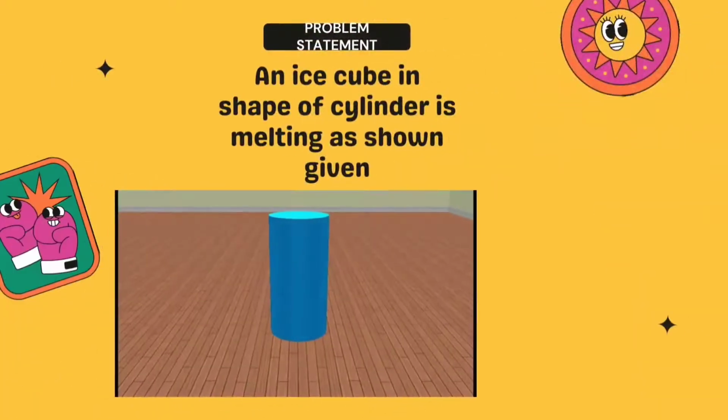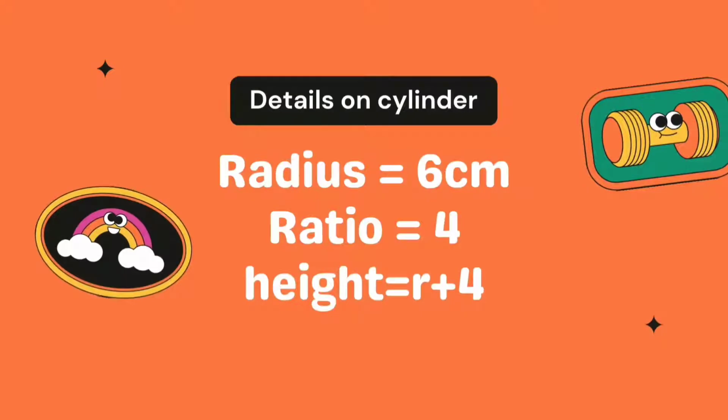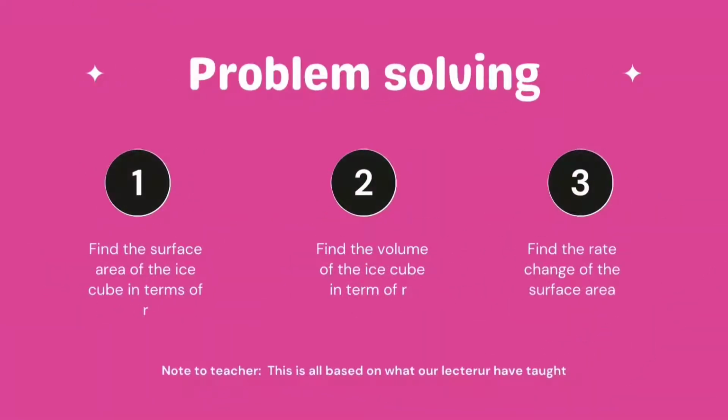The problem statement here is that an ice cube in the shape of a cylinder is melting, as shown. Details on the cylinder: radius is r cm, ratio is 4, and the height is r plus 4. In order for us to solve the problem, we are going to find the surface area of the ice cube in terms of r, find the volume of the ice cube in terms of r, and find the rate of change of the surface area.